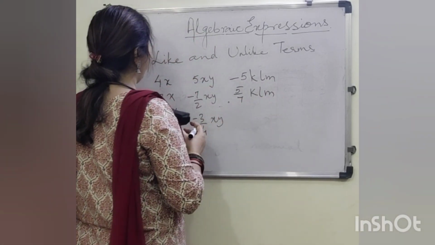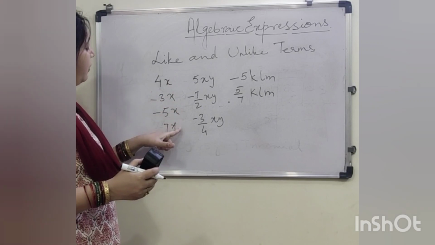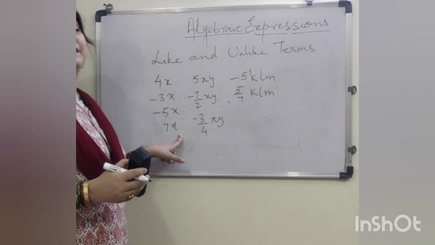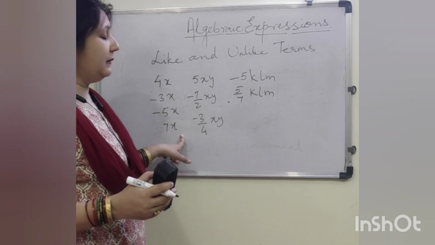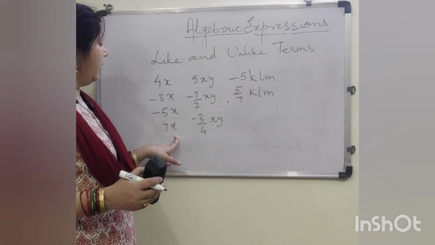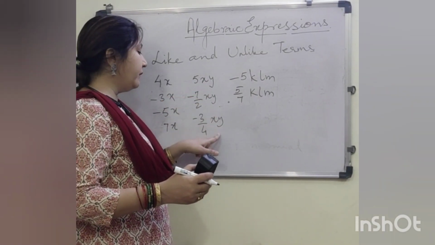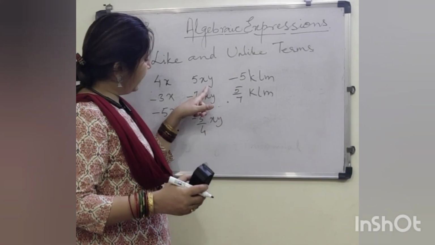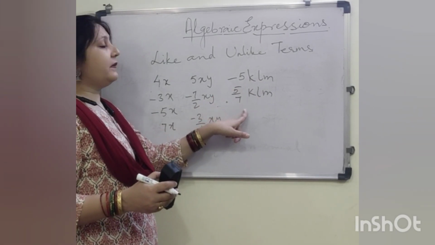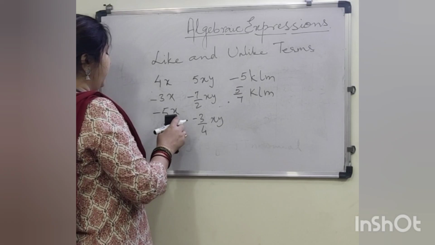Children, now you can see here in the first column, each one of them has the literal x. Variables are also known as literals. So they all possess the same literal. So they are like terms. Now coming to the second column, they all possess the same literal xy. So they are also like terms. Here also they possess the same. They are like terms.